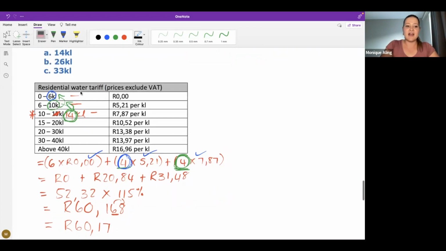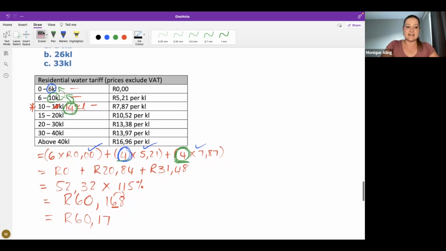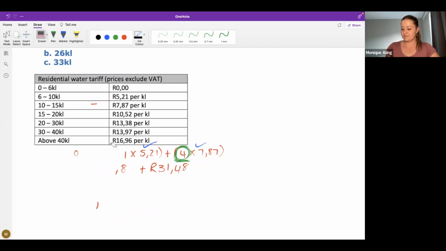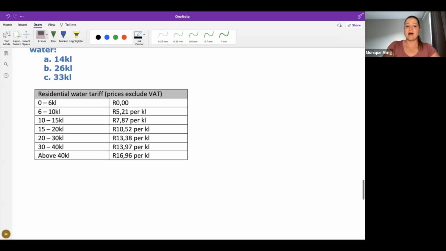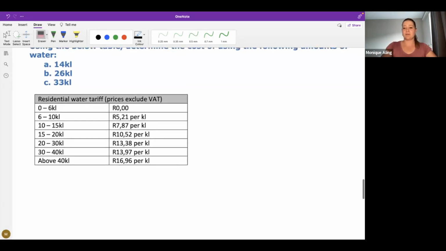Okay, guys, let's try for 26 kiloliters. And please include that for me. Also, guys, it would be helpful if you can screenshot maybe, if you're struggling to write this all down.